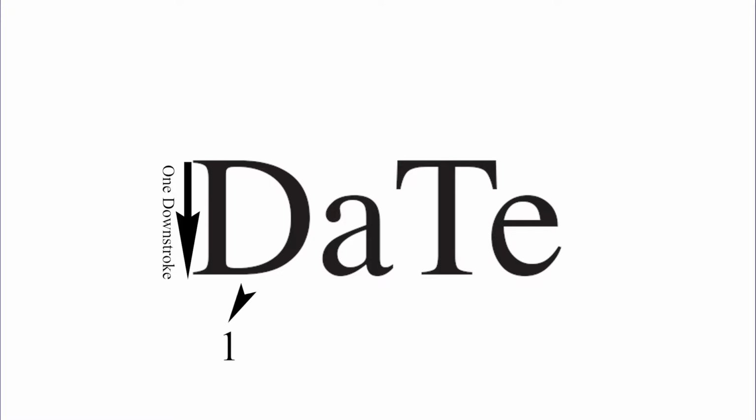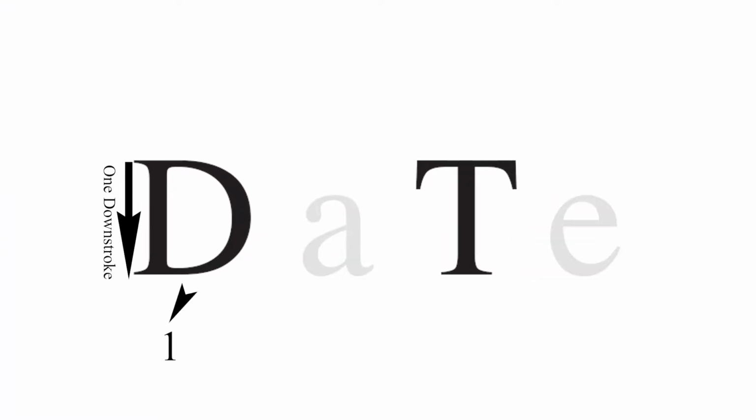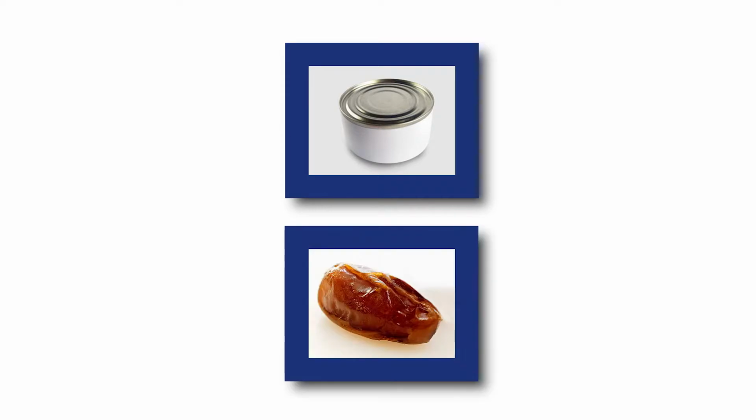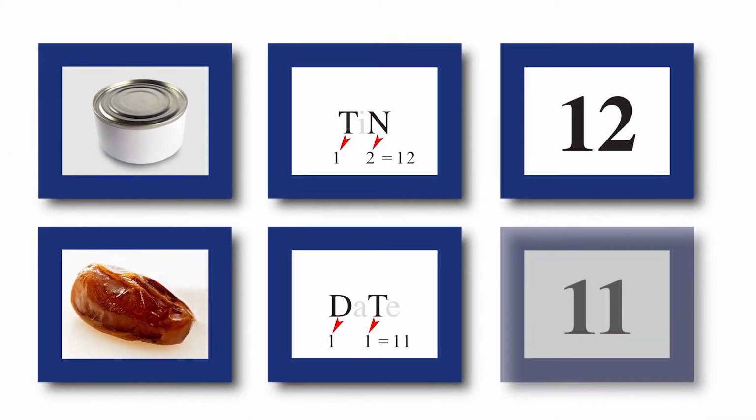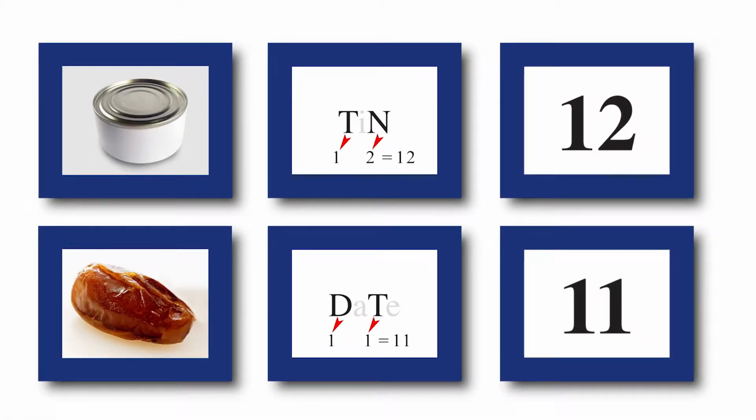The word date. Oh, D is 1 because it has 1 downstroke. That's how you remember it. A, that's a vowel, doesn't count. T, 1. Oh, 1, 1, 11. Got it? Clear? Okay, so now you've got 2 words in your brain. And if you take the picture of a tin and the picture of a date, oh, tin is 12. Date is 11. You could do this with other words as well.